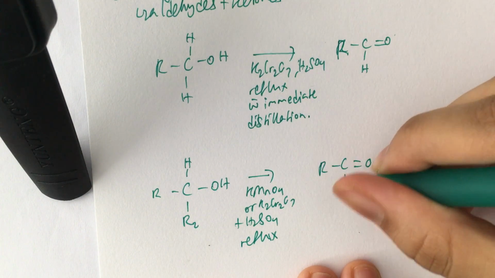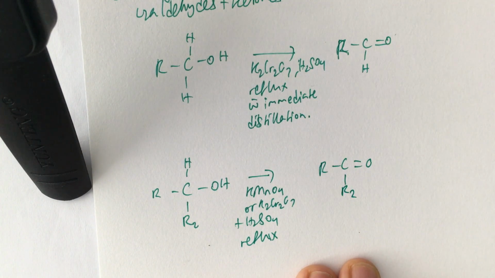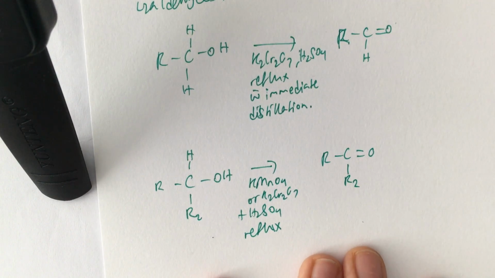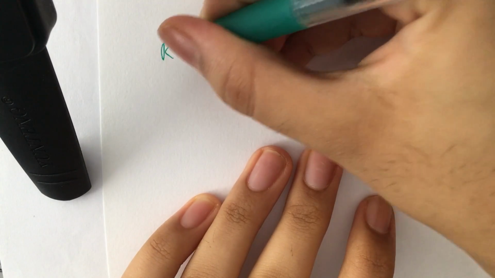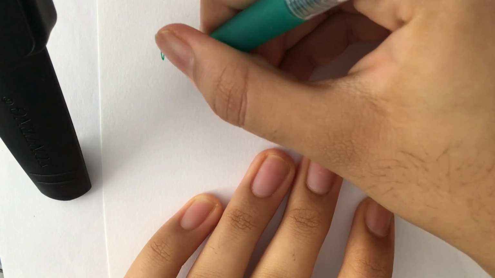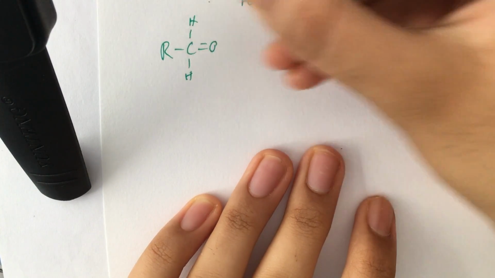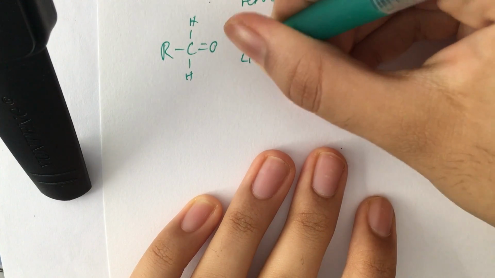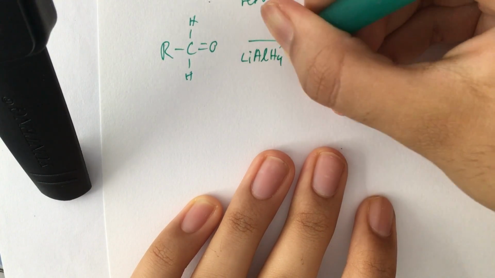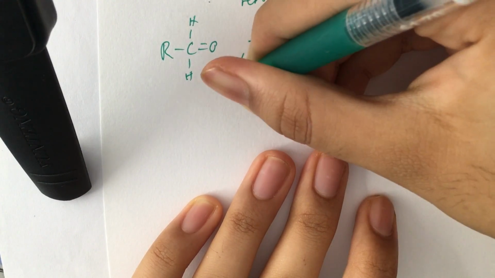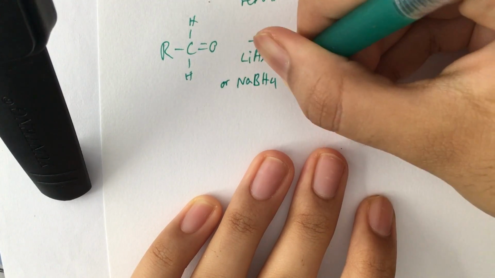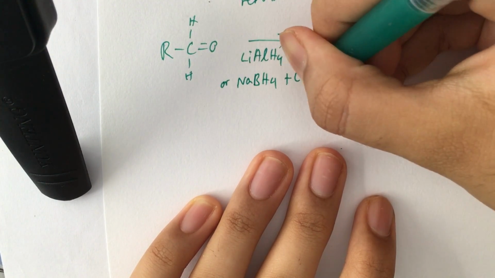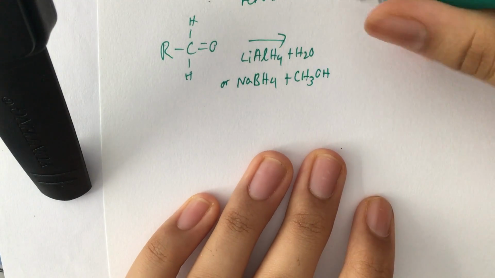And if you want to go the other way around, which is to reduce them, you would use LiAlH4, which is lithium aluminium hydride, or you could use NaBH4, which is sodium borohydride. I don't really remember how exactly to say that, but anyways, you can then reduce them back to primary and secondary alcohols respectively.